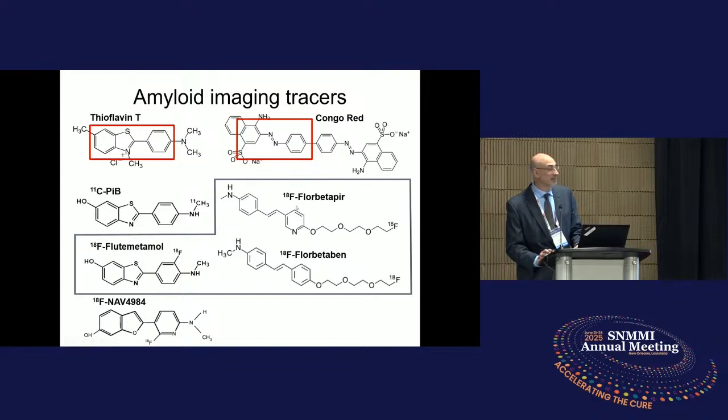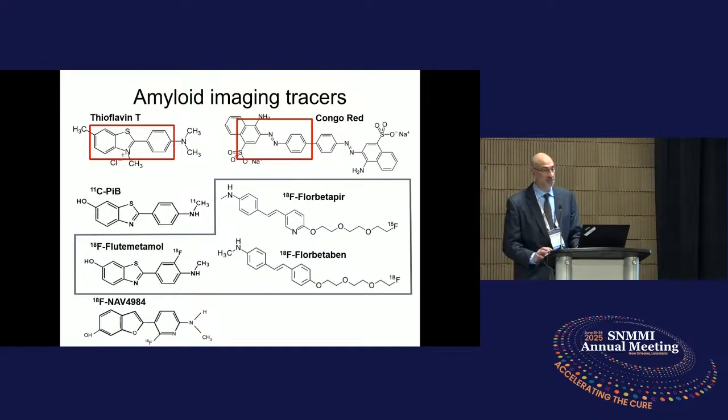One of the nice things about F18 is that it has a 110-minute half-life. That means it gives us a nice range to inject and then put a patient on the PET scanner to image them. C11 only has a 20-minute half-life. Very hard to deal with any patient, let alone someone with a memory disorder who can't get around as well, to give them an injection and get them on the table and take good pictures.